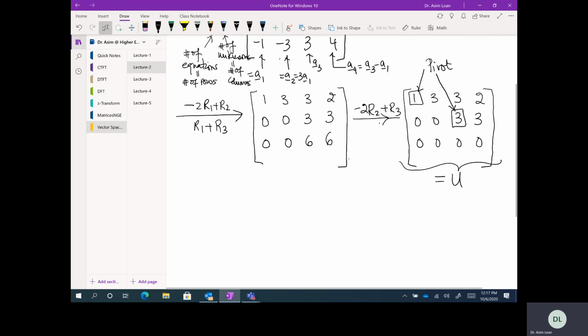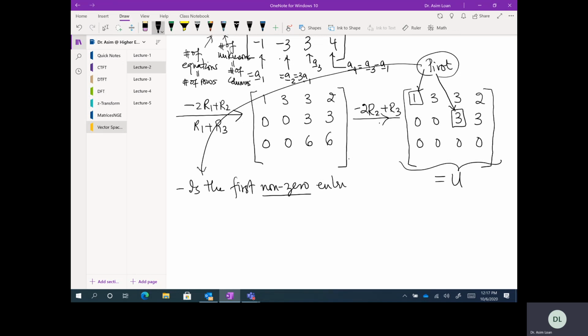Okay. So what is a pivot? A pivot is the first non-zero entry in a row, and below each pivot there is a column of zeros. So this is a column of zeros.